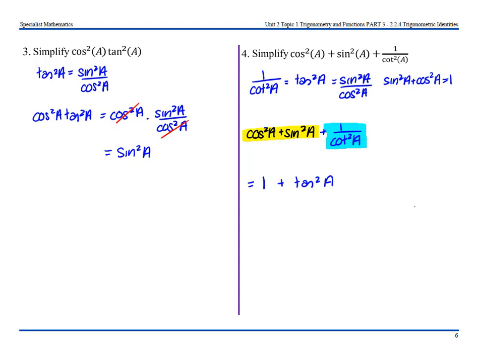Now that's an identity. 1 plus tan squared a equals sec squared a. So you need to be able to recognize those identities. So that's sec squared a.